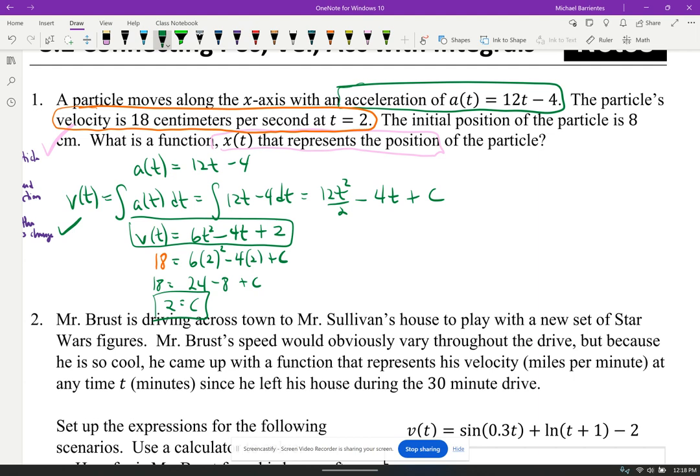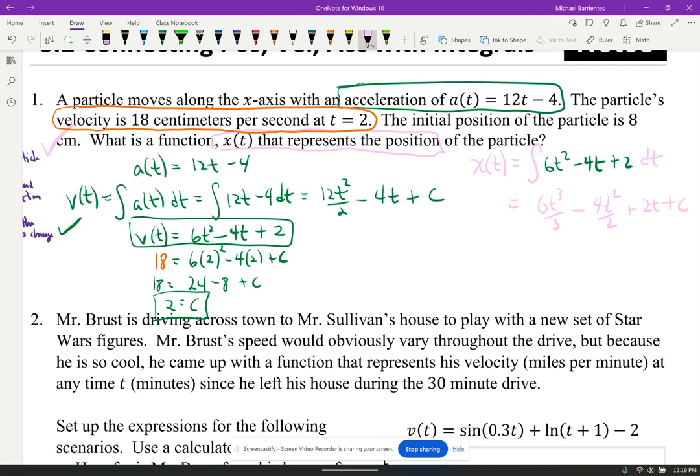But I'm not done, because that's not what I want. I want the position function. So that means I have to take another antiderivative. I have to integrate this once again. So this will be the integral of my velocity, and I've got to find the antiderivative. The antiderivative of this would be 6t to the third over 3, minus 4t squared over 2, plus 2t, plus c.